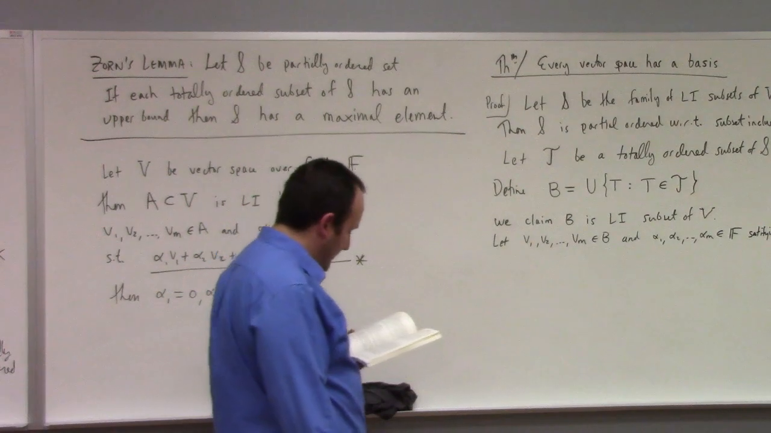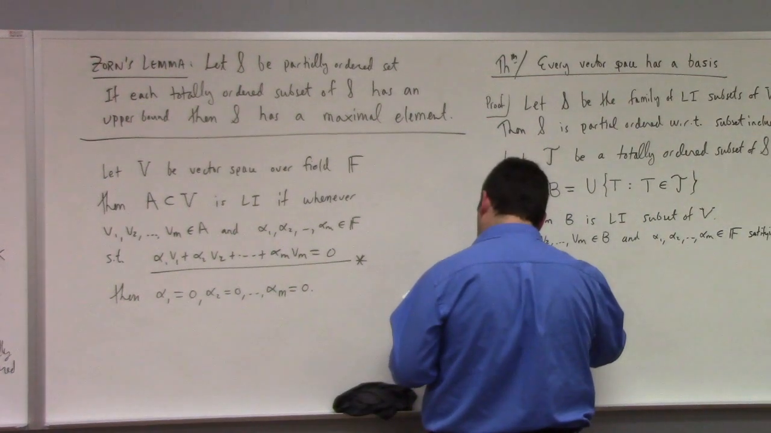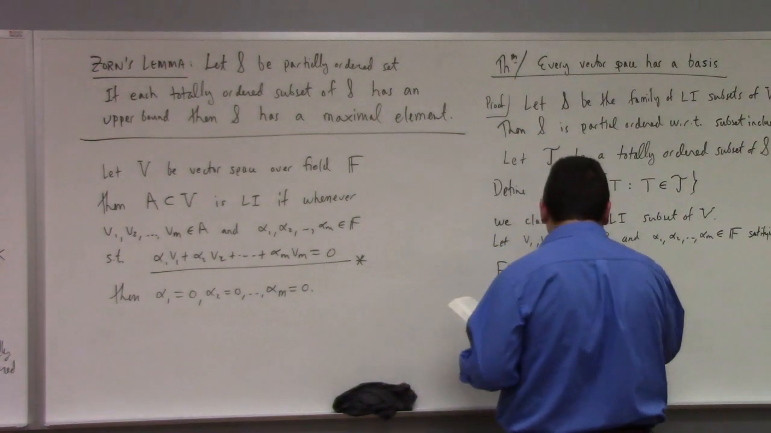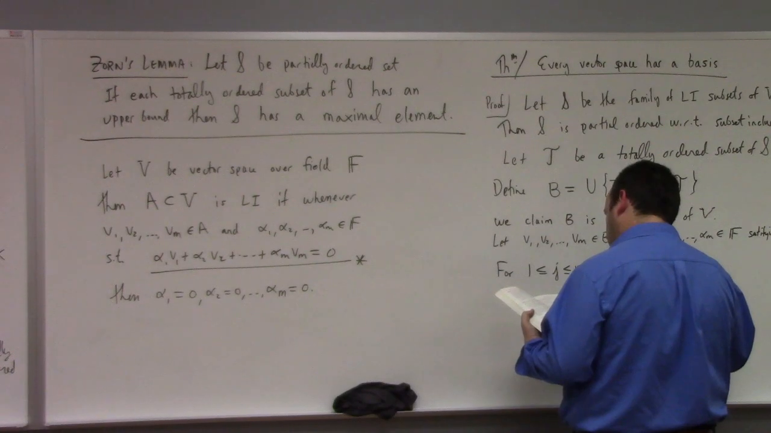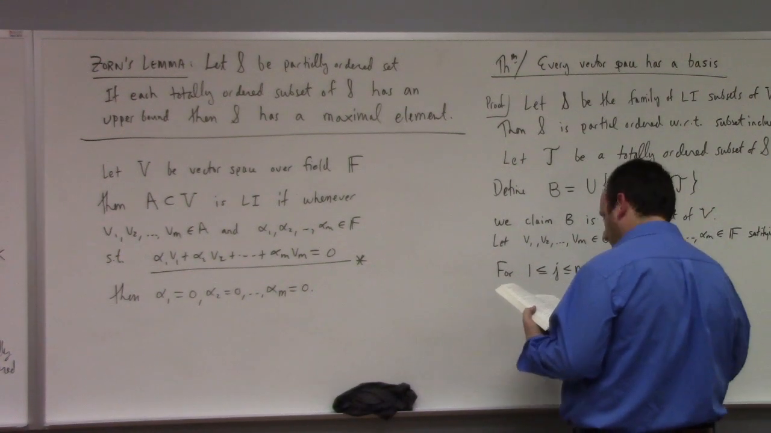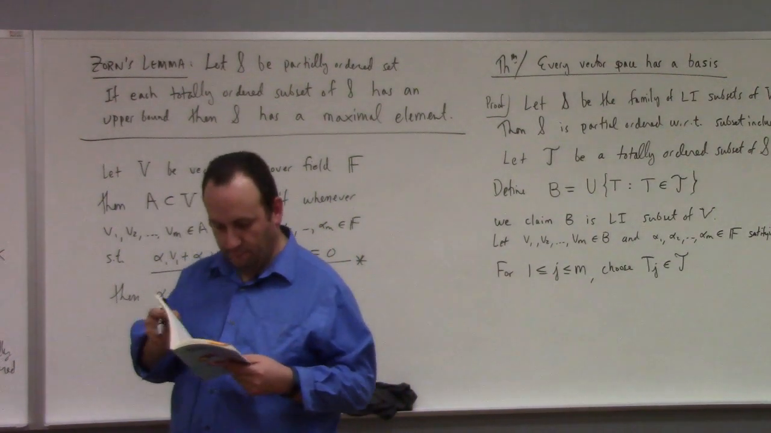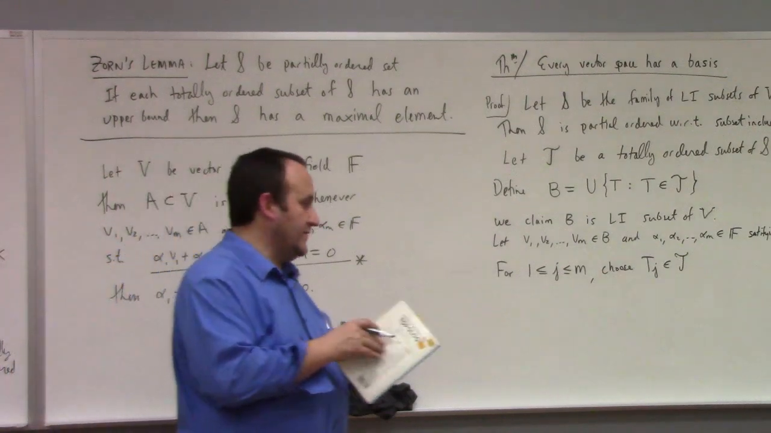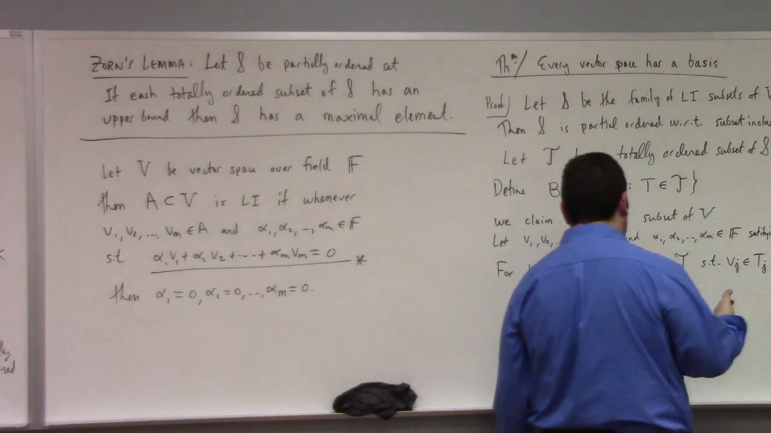All right, now he's up to some kind of funny business here. For 1 less than or equal to j less than or equal to m, choose t_j in script T, my eyes keep losing track of where I am, guys, I'm sorry, in script T, so that what? Yeah, v_j is in t_j. Can we do that?